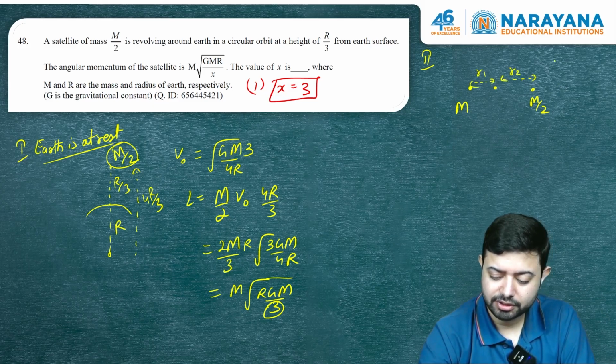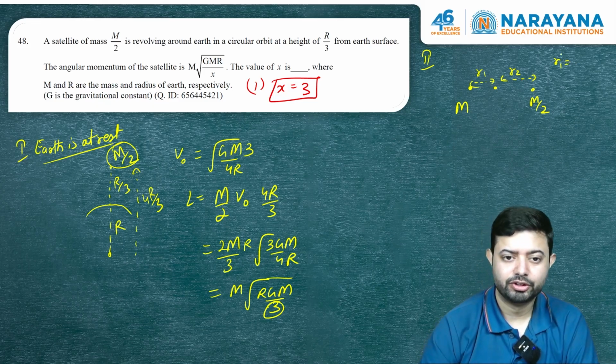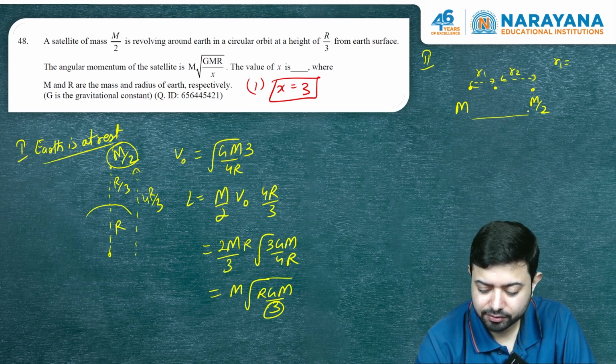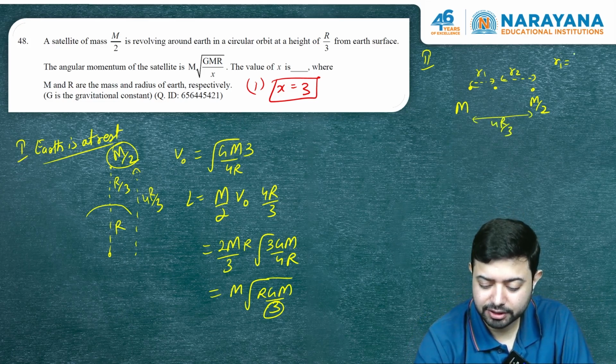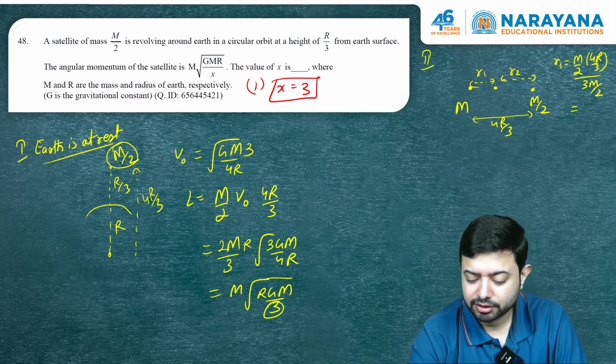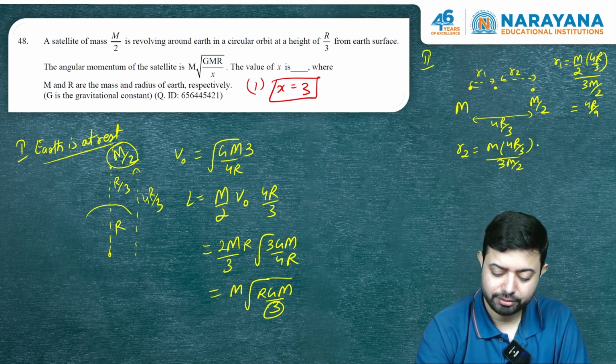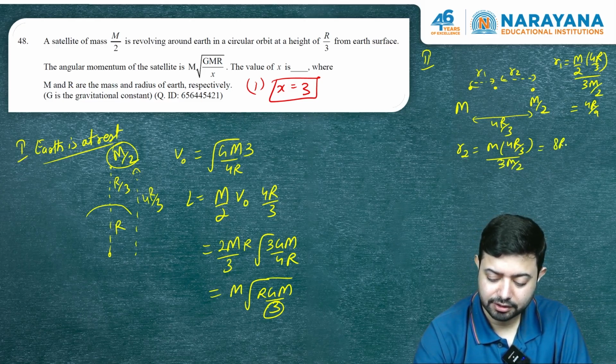Okay. How much is r1? r1 is going to be m2 r by m1 plus m2. What is this r? 4r by 3. So, I will write it down as m by 2 times 4r by 3 divided by the total mass 3m by 2. How much is it going to be? It is going to be 4r by 9. Similarly, what is r2? m times 4r by 3 divided by 3m by 2. So, this is going to be how much? 8r by 9. Okay, so you got r2, and you got r1 now.